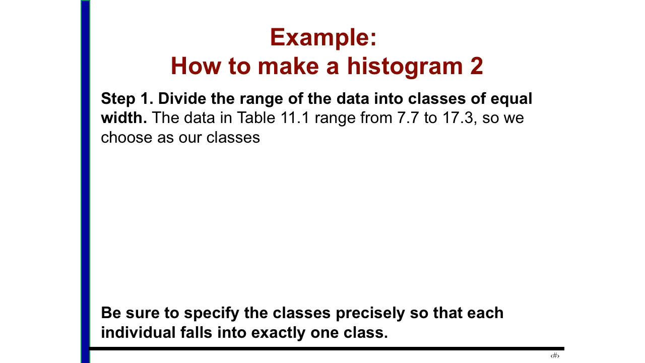All right, to make a histogram, our first step is going to be to divide the range of the data into classes of equal width. On a previous slide, we found that the range ran from 7.7 to 17.3%. So why don't we make classes going by just one unit? Starting with the 7, we're going to have everybody that's between 7.0 and 8.0. That's going to be our first class.